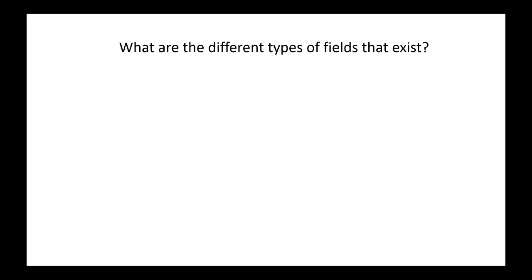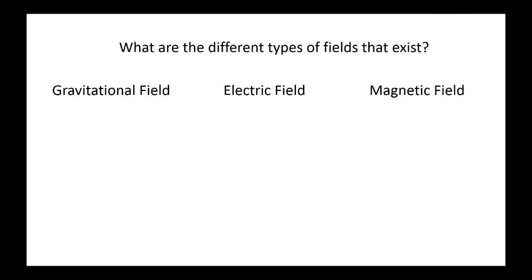So first, the question we want to ask is, what are the different types of fields that exist in the world? Well, classical physics deals with physics before quantum mechanics and all that weird stuff comes along. In classical physics, there are three: gravitational fields, electric fields, and magnetic fields. Gravitational fields have the equation g equals F over m. That's how we find the strength g of the field. Electric fields have the equation E equals F over q. It's the force per unit charge on a test charge. That's how we find the strength of the electric field.